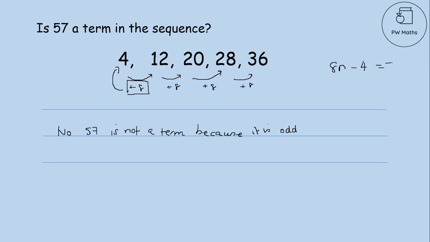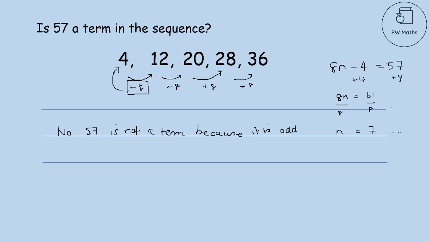I can set that equal to 57 and then solve this simple equation. If I've got a -4 on this side, I need to add 4 to both sides. 8n is equal to 61, and then divide by 8 to find n. Now, 61 divided by 8 is not going to give me a nice number. It's going to give me 7 and a bit. I can't have a bit of a term, so therefore 57 is not a term in the sequence.